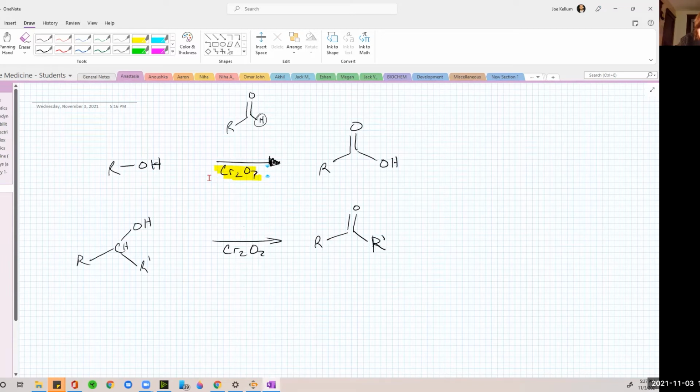So the one exception among these strong oxidizing agents, in this reaction where we send the primary alcohol straight to the carboxylic acid, is PCC. That's the one that will actually oxidize to the aldehyde. The rest of them will just make it go all the way to the carboxylic acid.